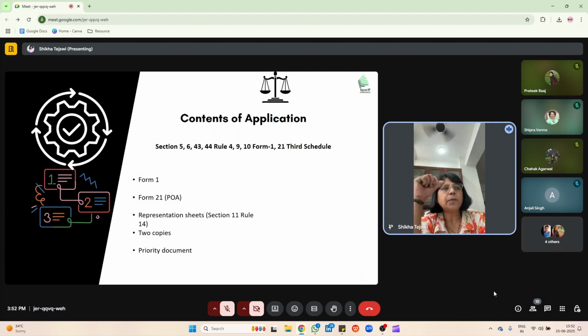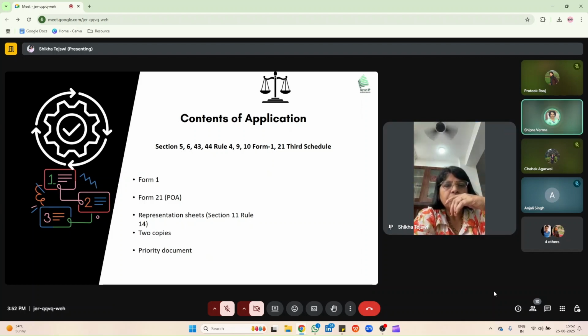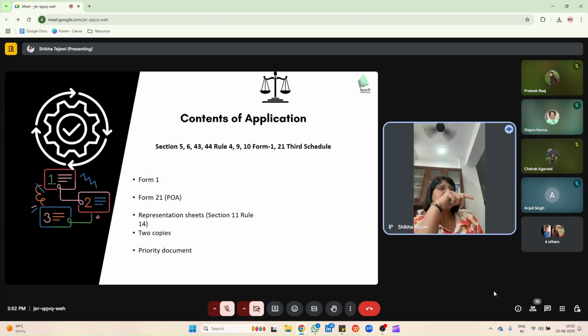And then there is Form 21. In the case of patents, which is the relevant form for POA? Form 26. Thank you, ma'am. Yes, Form 26. So in this case, for design, it is Form 21.